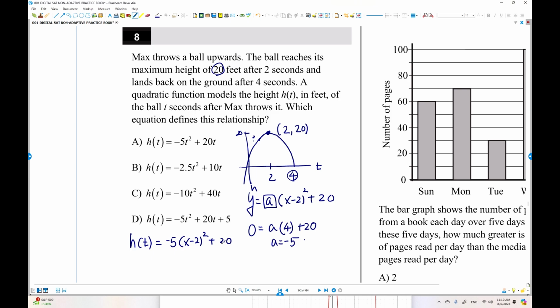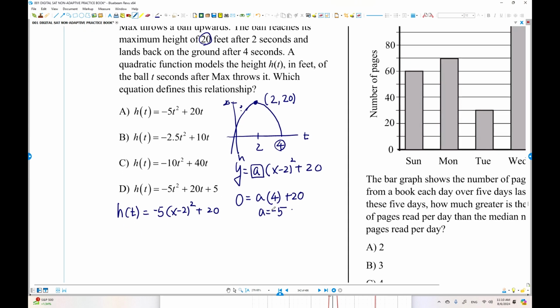Okay. So we're going to change it to the general form here, okay? So negative 5 times (x squared minus 4x plus 4) plus 20. So finally we get negative 5x squared plus positive 20x, and negative 20 and another positive 20 over here, right? So it's going to cancel out. The final equation is negative 5x squared plus 20x, okay? Using t, right? Okay. That's the answer, okay?